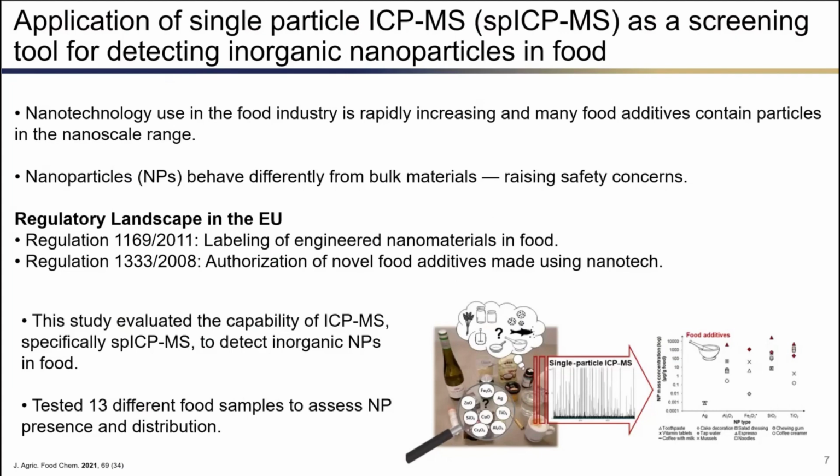In this study, the researchers evaluated the capability of ICP-MS, specifically single particle ICP-MS, to detect inorganic nanoparticles in food. They tested 13 different food samples, such as chewing gum, coffee creamer, noodles, espresso, to check for nanoparticle presence and distribution. The relevance and the importance of this study is because of all the regulations in place, you need reliable detection and characterization methods like ICP-MS to comply with them.